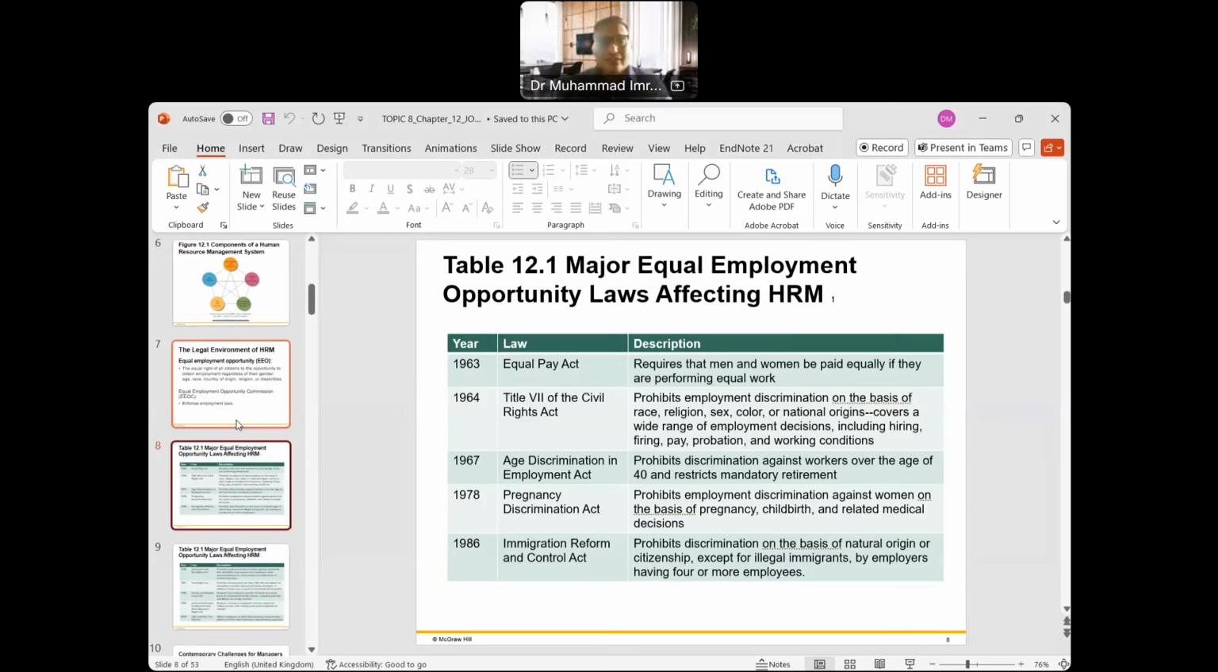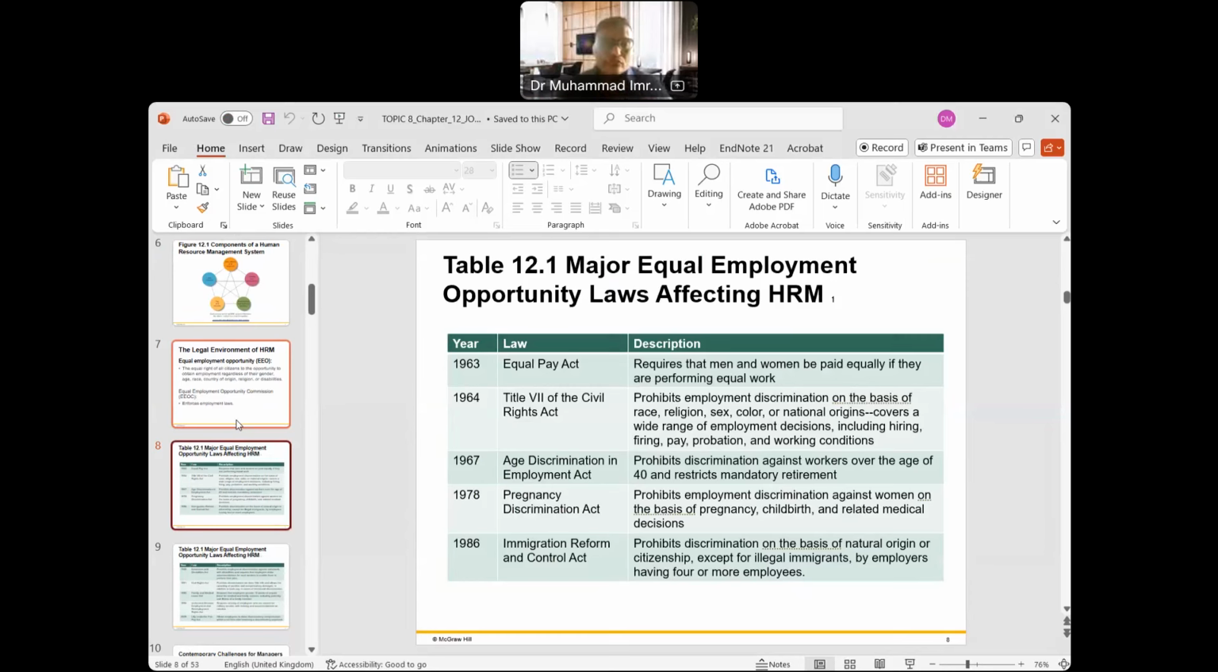So Title VII of the Civil Rights Act prohibits employment discrimination, no discrimination on the basis of race, religion, sex, color, you're white, I'm black, or national origin, like different countries. It covers a wide range of employment decisions, including hiring. No discrimination while you are recruiting new employees, even when you are firing or laying off your employees, it should not be on the basis of discrimination, not on the basis of race, language, or religion, whatever. Also pay, provisions, and working conditions as well.